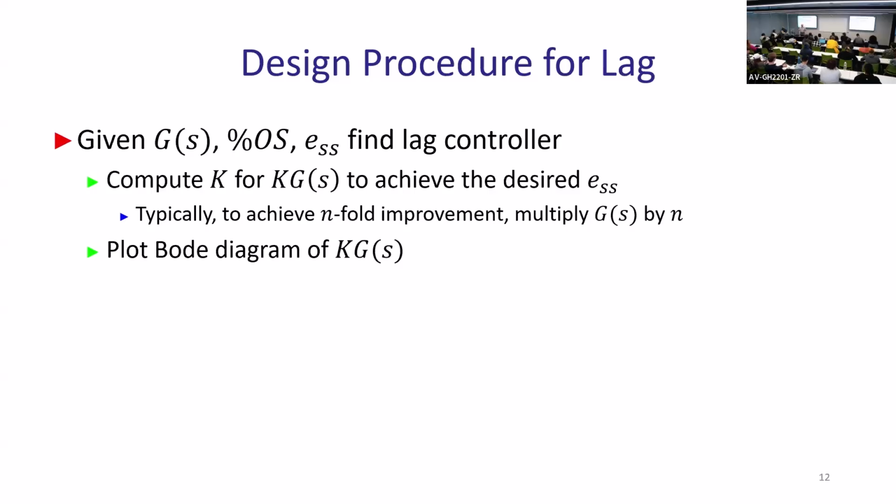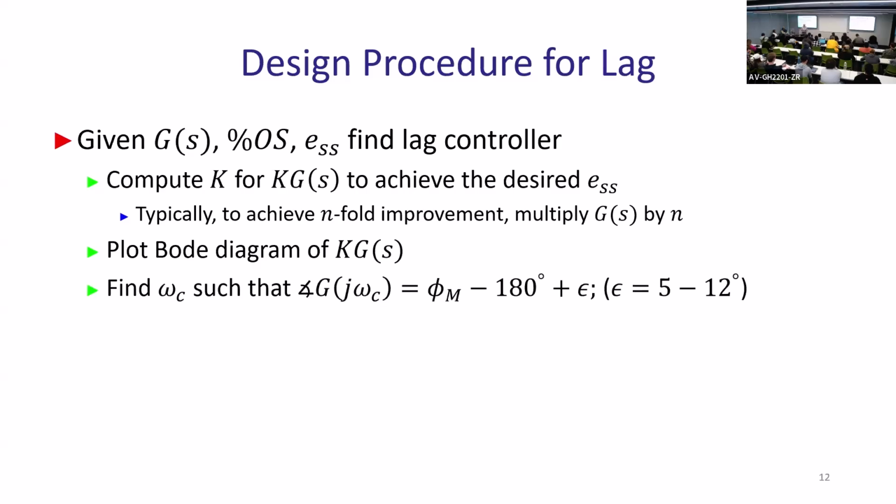So you get your K, it achieves some particular steady state. Now you know what you want, so you will multiply by that constant, your steady state, all right? Now you plot the diagram of that open loop, including the previous controller, which is the preamplifier. This will be your entire open loop transfer function, K times G.